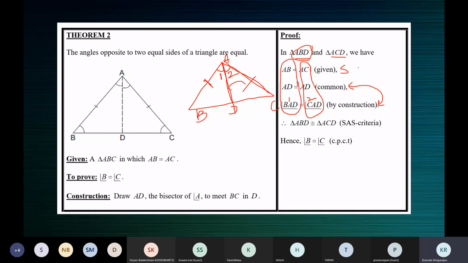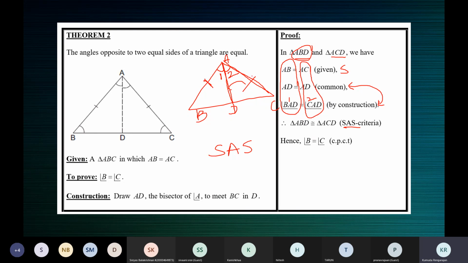So the order is not important, but we'll follow an order. We'll write the equalities in the order of the congruence rule. Actually, before you prove, you would have decided which rule you're going to use based on the information given. Even before you write all this, you should have decided which rule you're going to use, because based on this rule only you're going to list the equalities.